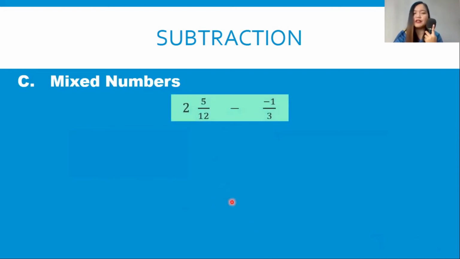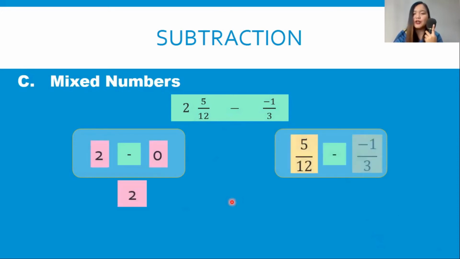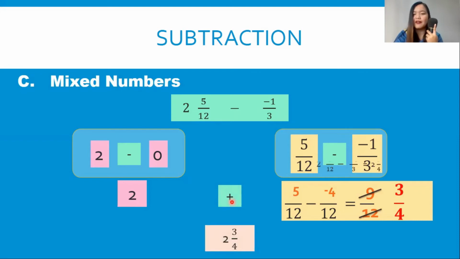Another example is this one. Again, separate the whole numbers and the fraction part. Okay, simplify. Have 3/4 and combine them so that your answer now is 2 and 3/4.